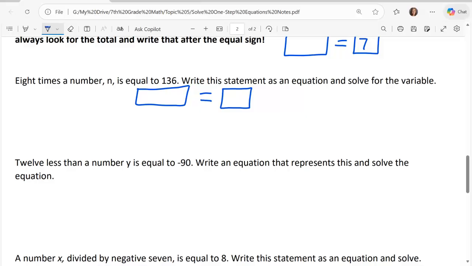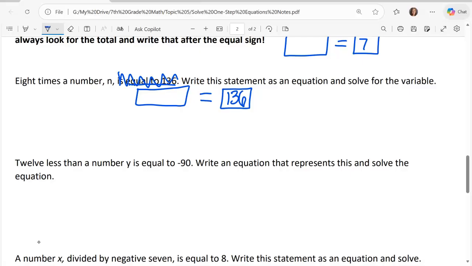writing them right now. So it says 8 times the number n is equal to 136. So hopefully you heard that, equal to 136. That means 136 is going to go here. That's the answer to the equation. And then once you're done with that, you just have to worry about the beginning part.